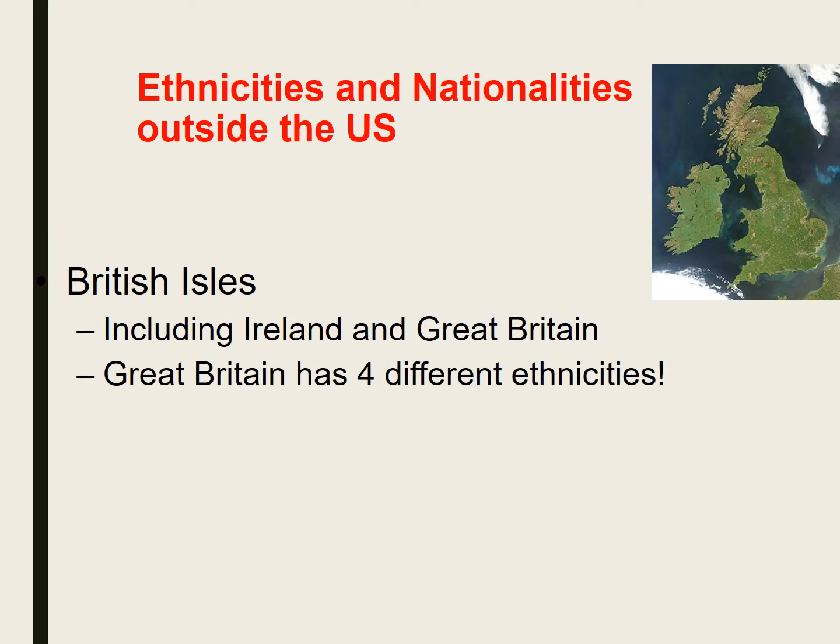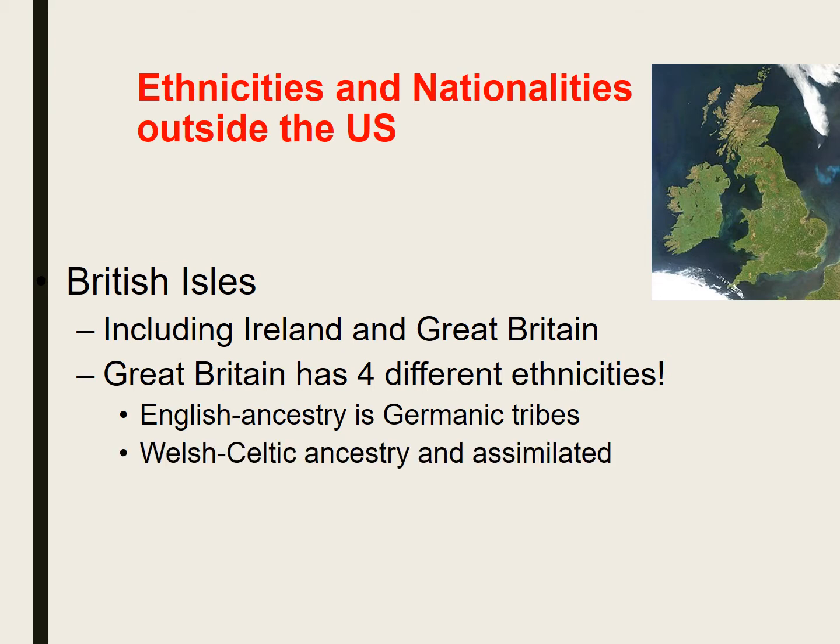All right, let's go outside the United States and take a look at the confusing issue of the British Isles. Now, the British Isles include Ireland, which you see on the west or the left in that picture, and Great Britain on the right. Great Britain itself has 4 different ethnicities. English, whose ancestry goes back to those Germanic tribes, and we looked at how the English people got to England when we studied language. You can go take a look back at that if you need to.